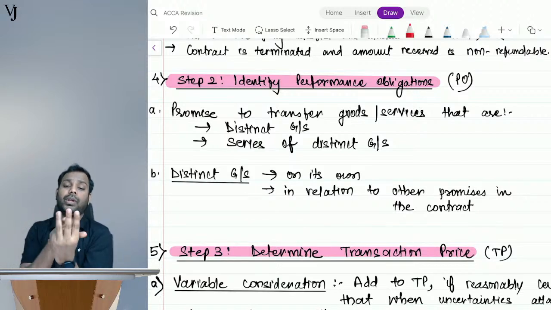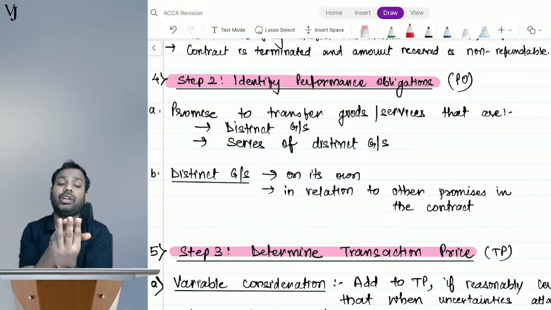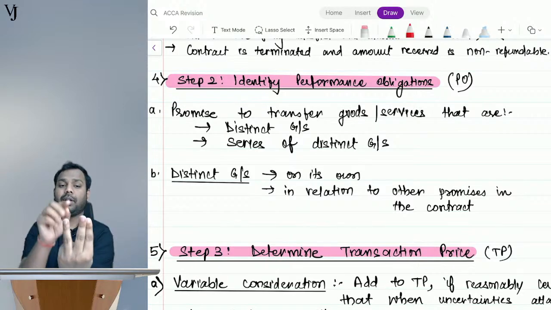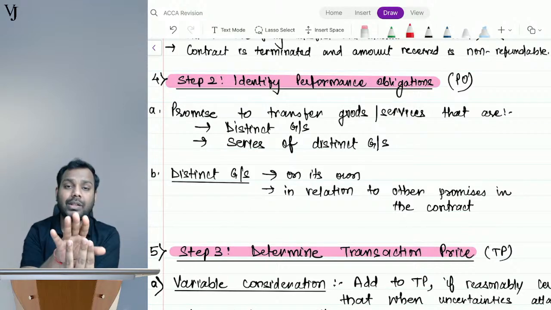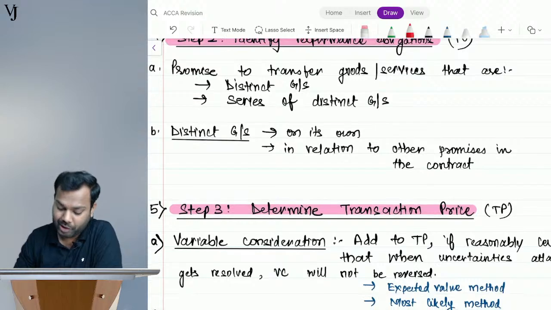So what do I have to do? They are not distinct. These two are not distinct, so I'll merge these two and this will become one. So I have two performance obligations in this contract. I believe you are understanding this part.